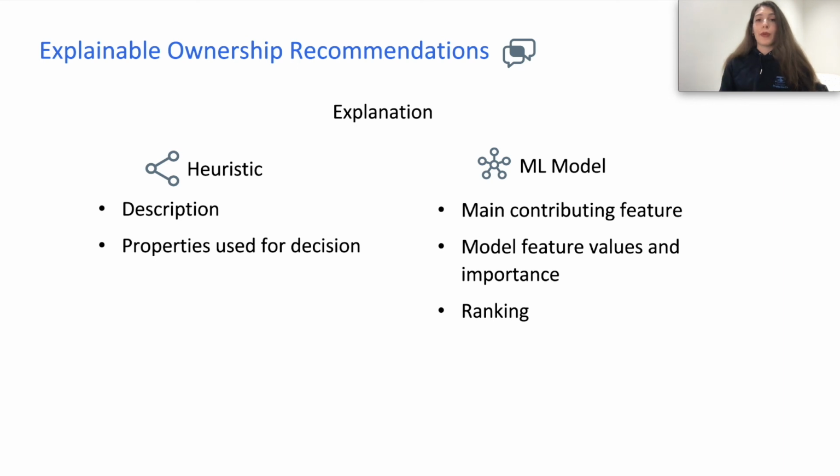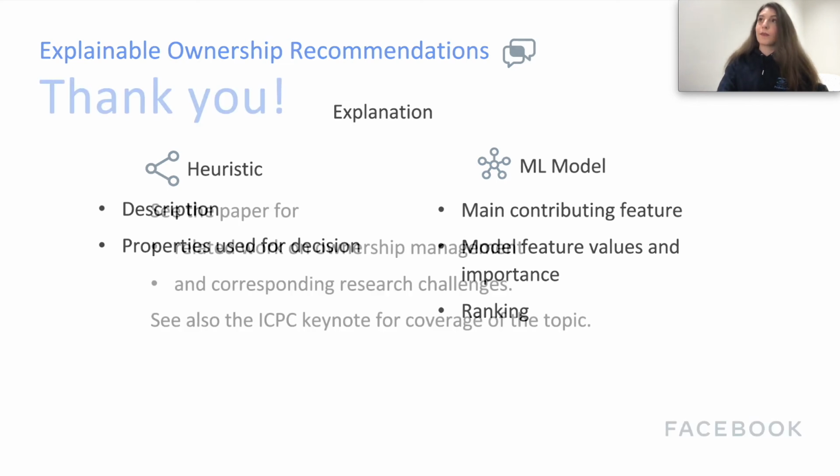In the case of an ML model, we will provide all the features with their relative feature importance, together with their values and the main contributing features. We will also obviously provide the ranking of the top, let's say, 5 recommended owners for a given asset.